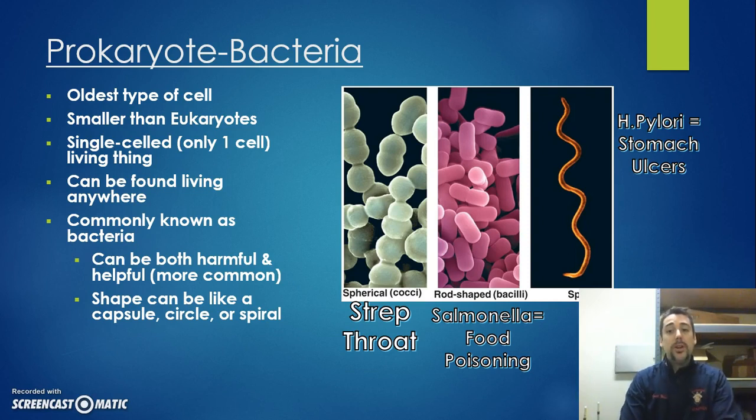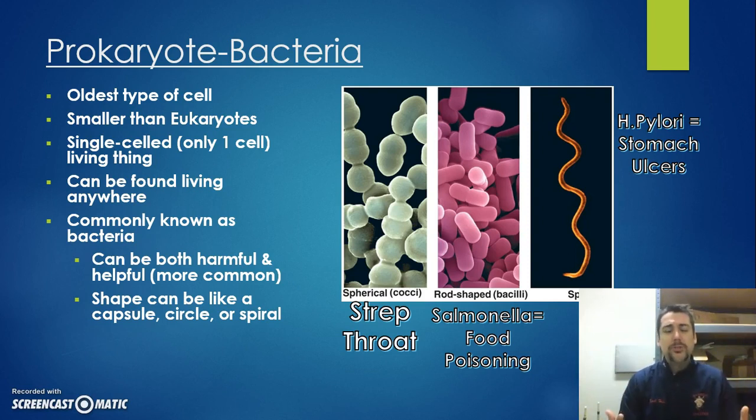Just to think about prokaryotic cells as well, they're the oldest type of cells. So they're like our first cells. They're smaller than eukaryotes, which makes sense because they can infect our cells. They're single-celled, again, and can be found living anywhere, and there's a huge push on whether you should be taking probiotics or beneficial bacteria, and there's a lot of research out there about how we really don't have an immune system.